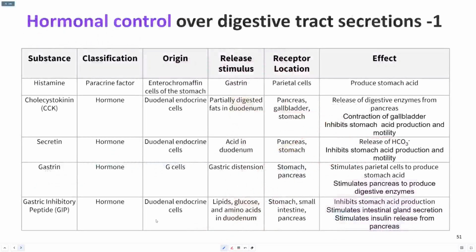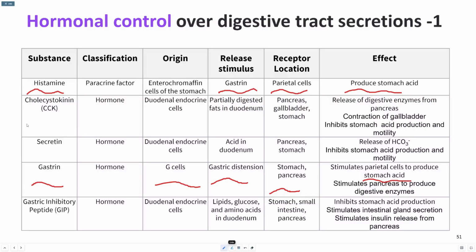Over here is a chart of some of the key hormones you should be aware of in the GI tract. Histamine is going to be released from the enterochromaffin cells of the stomach. Its main release stimulus is going to be gastrin, and the receptor is going to be the parietal cells. Their main function is to produce acid. Gastrin is another hormone that's made by the G cells, and this is triggered by the gastric distension or stretching. Main receptors are located inside the stomach and pancreas, and again, its main function is to produce more stomach acid.